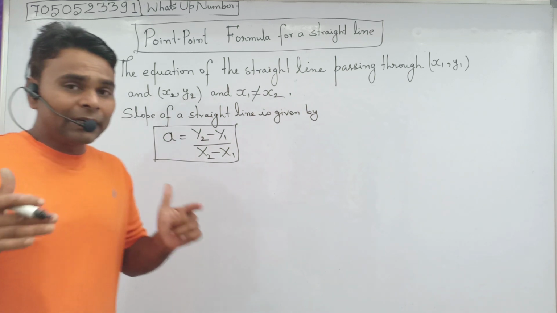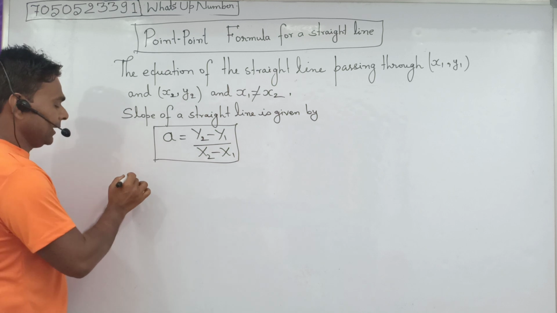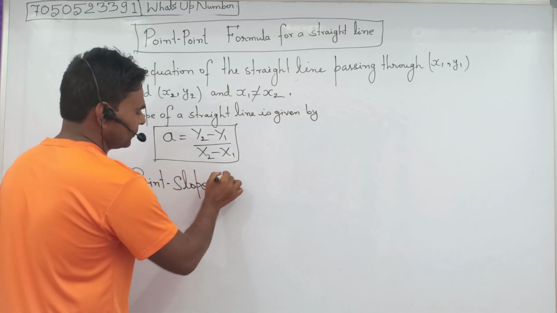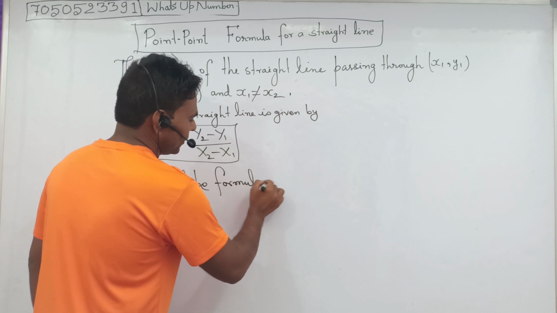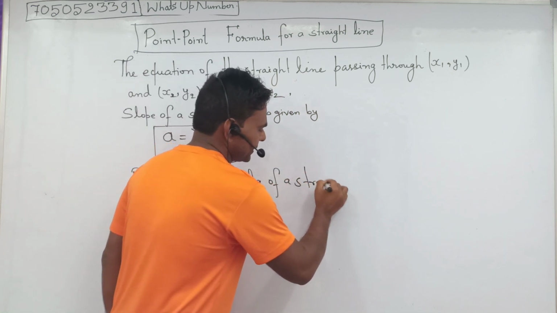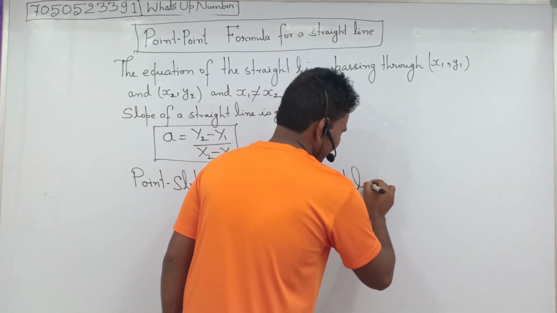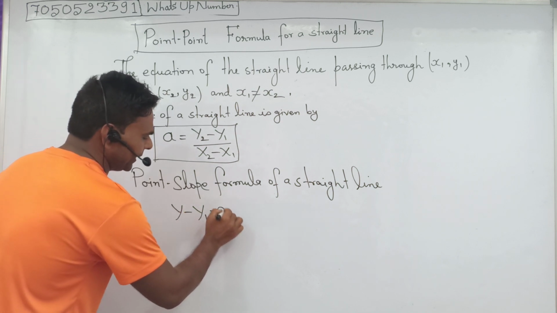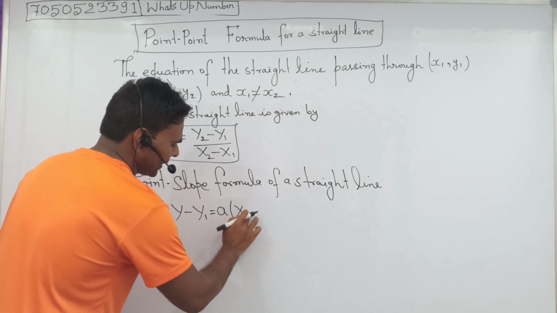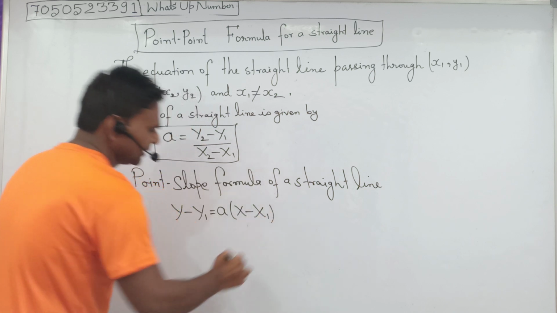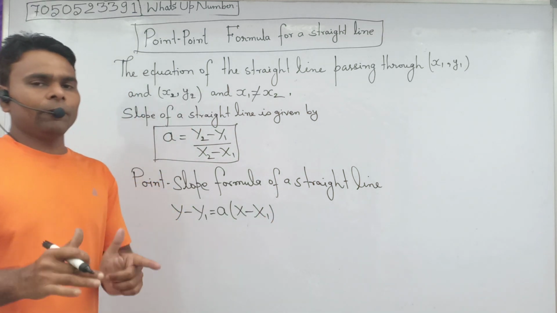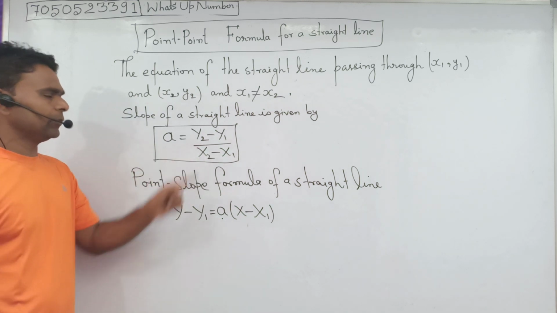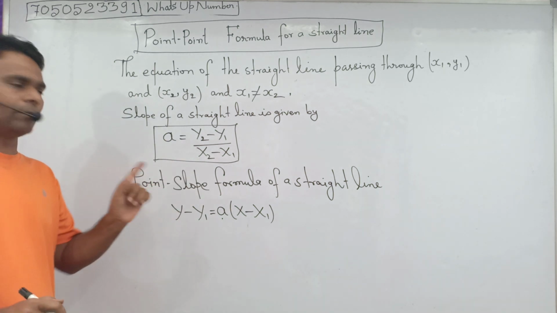We already learned the point-slope formula of a straight line. Do you remember? Very simple. y minus y1 equal to A times (x minus x1). In order to get the point-point formula of a straight line, we just need to substitute the value of A. The value of A equals (y2 minus y1) by (x2 minus x1).